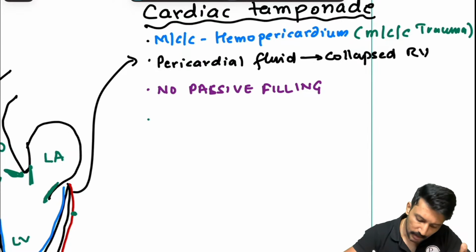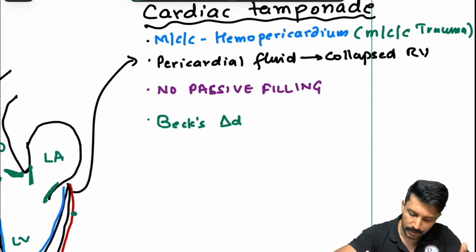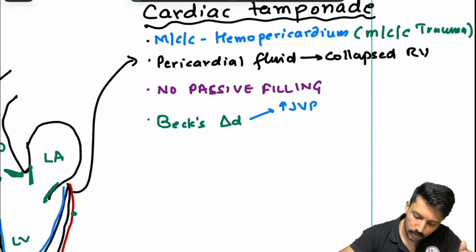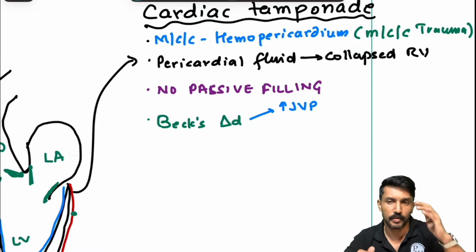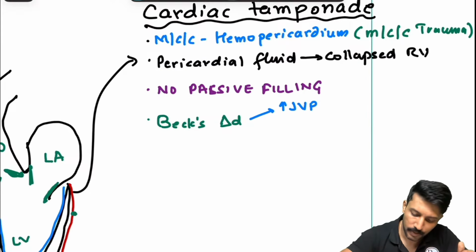So in terms of clinical features, you know that they present with what is called Beck's triad. And what are the components of Beck's triad? You will have raised JVP. Why? Because passive filling was not possible. I have to do all the filling in active filling. Atrial pressure will be high. I will have raised JVP.